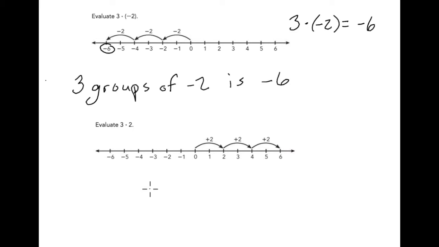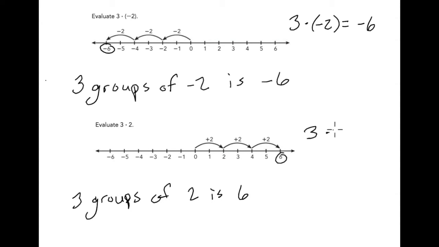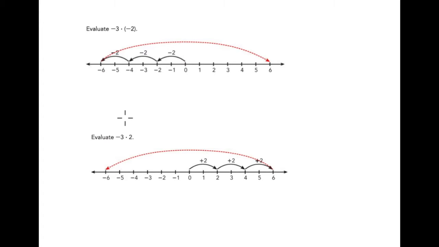Then we had 3 times 2, which can be read as 3 groups of 2. Each group is going forward 2 spaces at a time, and there are 3 of them in all. So 3 groups of 2 is 6, which means that 3 times 2 equals 6. We also had 2 more number lines.